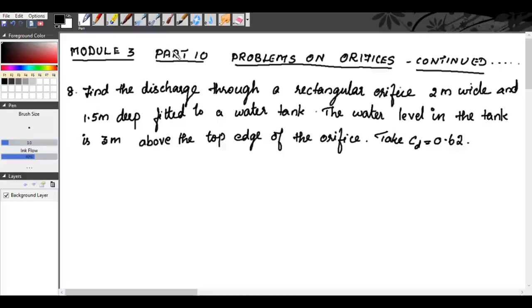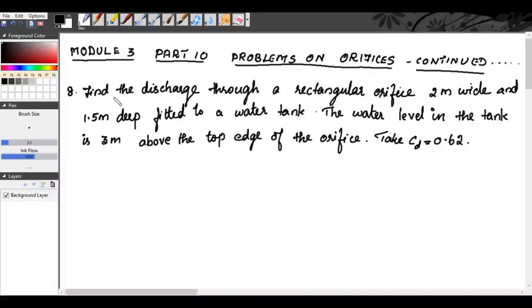In the last class we saw some problems on small orifices, because the head of the orifice was greater than 5 times the depth of the orifice. So those orifices were small orifices. Now we are moving to the next problems.